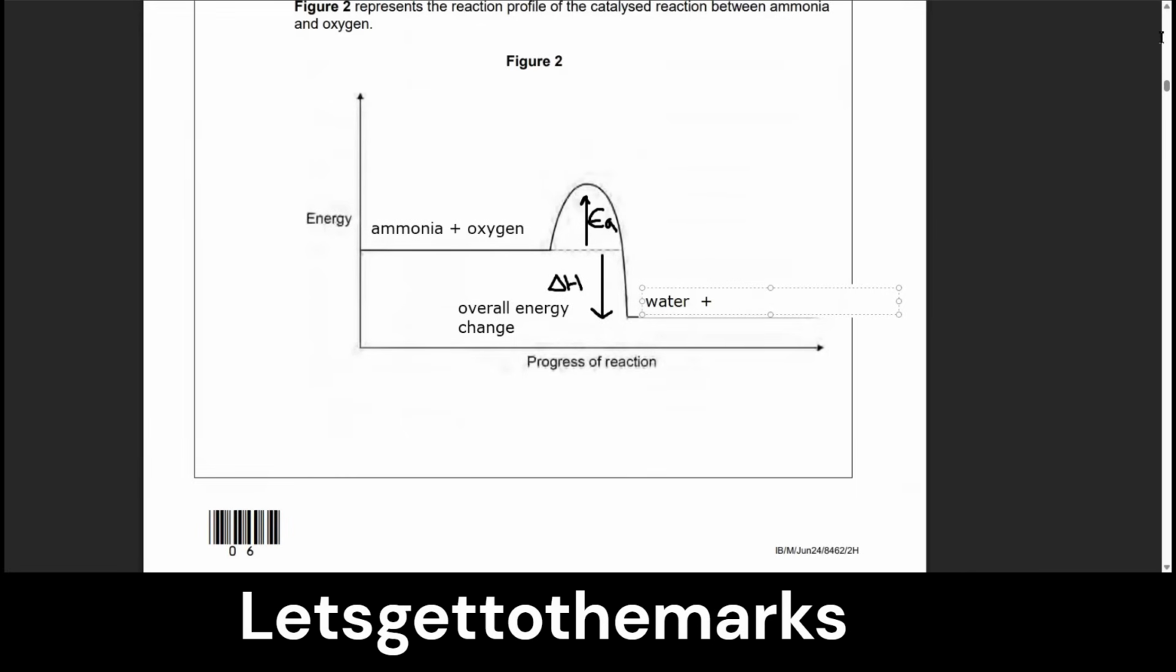Ammonia and oxygen is going to make water and nitrogen, right? Water and nitrogen. I'm going with it. Water and nitrogen. I know, dear. Okay, so ammonia plus oxygen makes water and nitrogen. There we go. Let's just check that was right.